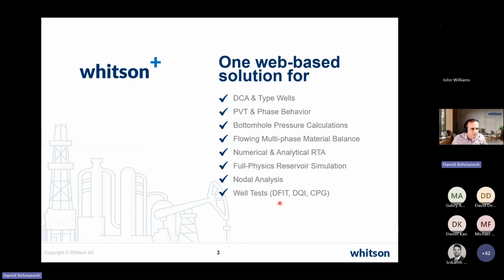We're going to use Whitson Plus modules of Whitson software as a web-based application. Hopefully, most of you are familiar with the software. There are many different modules in the software: DCA and type curve, PVT, bottom hole pressure, fluid material balance, which is the focus of this course today, and numerical and analytical RTA.